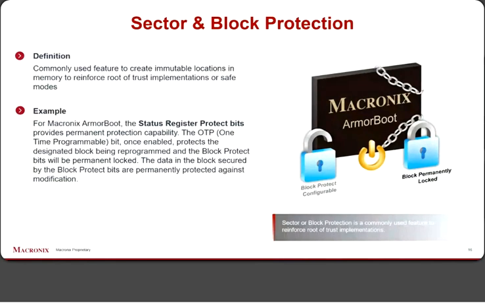Okay, and so I want to give an example. So with our Armor Boot, the status register protect bits, they basically provide permanent protection capability. The one-time programmable bit, once enabled, it protects designated blocks from being reprogrammed, and the block protect bits will be permanently locked. The data in the block secured by the block protect bits are permanently protected against modifications. And so this is a feature that's been around a long time in the industry, and it's a very useful feature to have in a memory device.